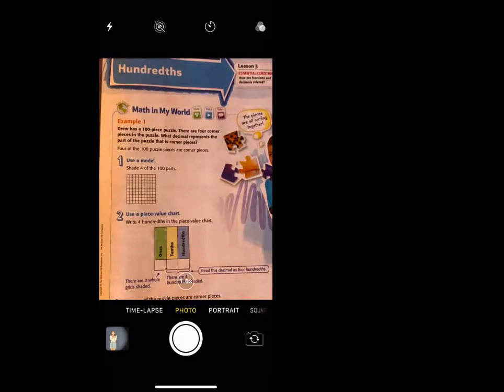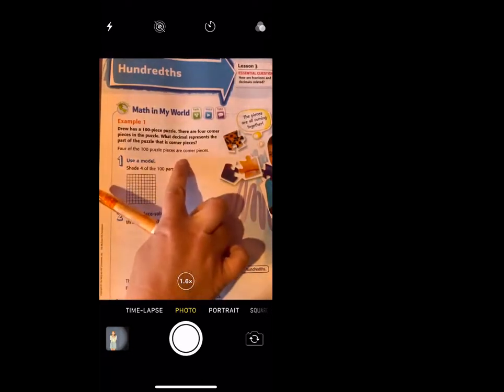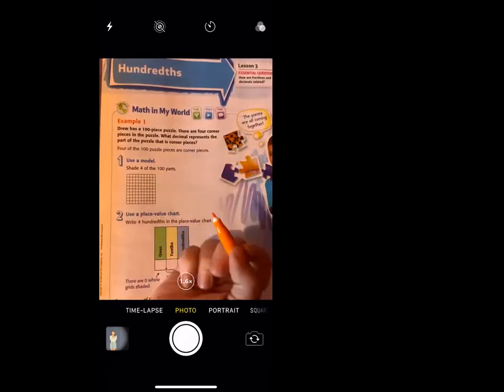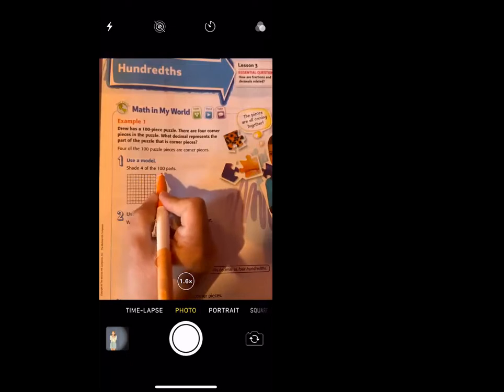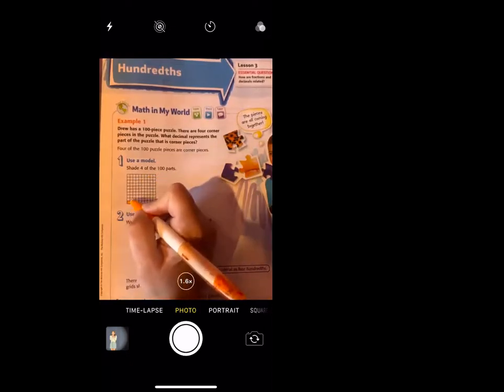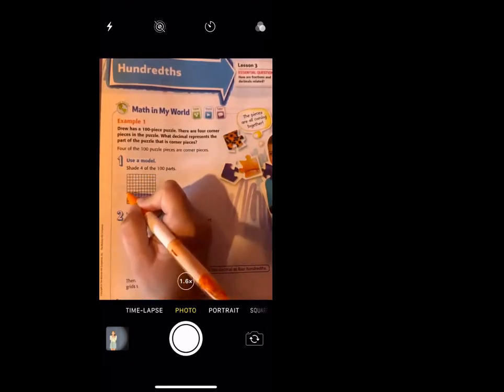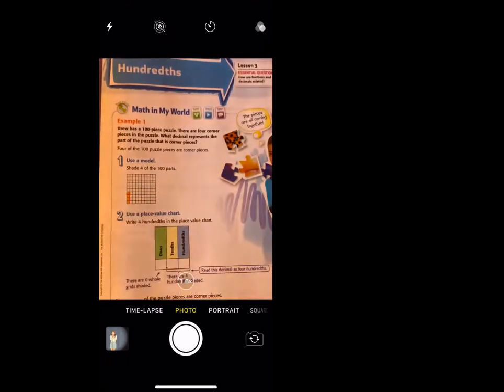Okay, so in a puzzle, there are 4 corner pieces. So 4 of the 100 puzzle pieces are corner pieces. So first we're going to use a model. We're going to shade 4 of the 100 parts. So I'm going to shade 1, 2, 3, 4 out of the 100 parts of the model. Step 2, I'm going to use a place value chart. So I'm going to write 4 hundredths in the place value chart.